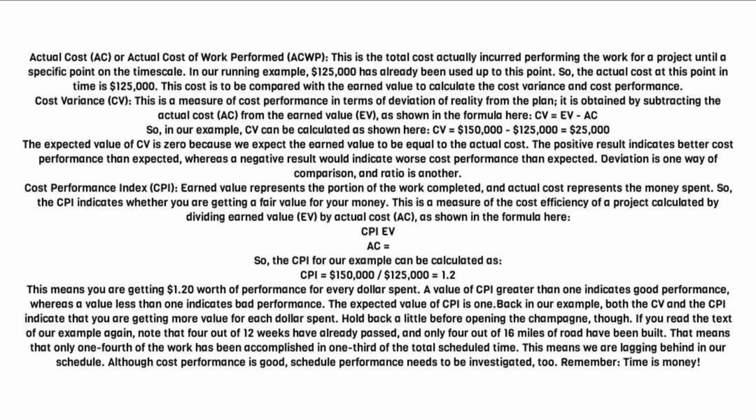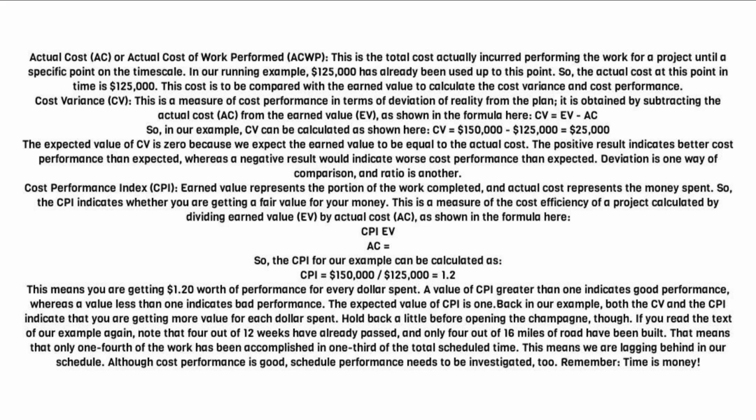Actual cost, AC, or actual cost of work performed, ACWP. This is the total cost actually incurred performing the work for a project until a specific point on the timescale. In our running example, $125,000 has already been used up to this point. So, the actual cost at this point in time is $125,000. This cost is to be compared with the earned value to calculate the cost variance and cost performance.